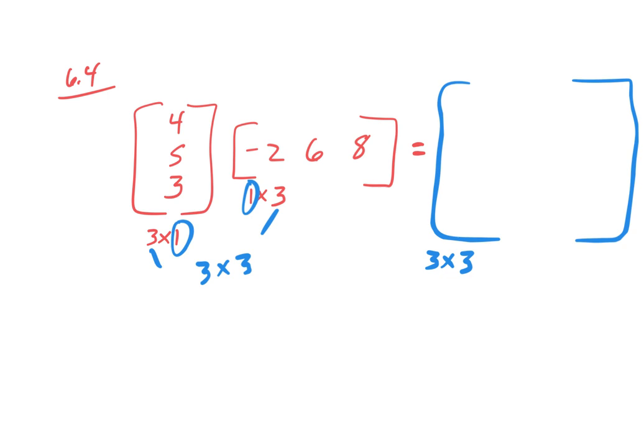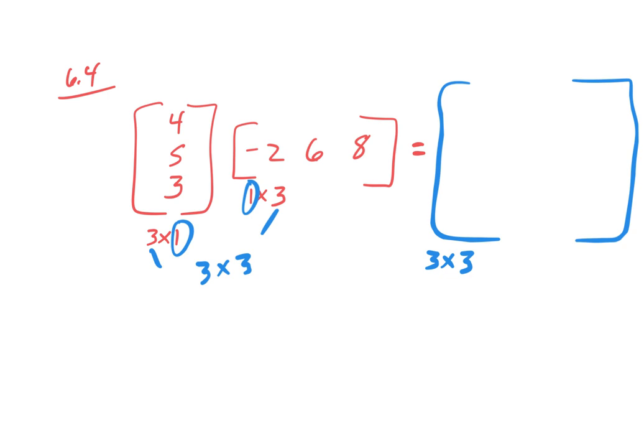And so really, we can put this into our calculator, and we can put this one in as a 3 by 1. We can put this one in as a 1 by 3. We can multiply it, but I just want you to understand that the new matrix is going to be a completely different size, okay? These two are not the same size. They don't have to be the same size.